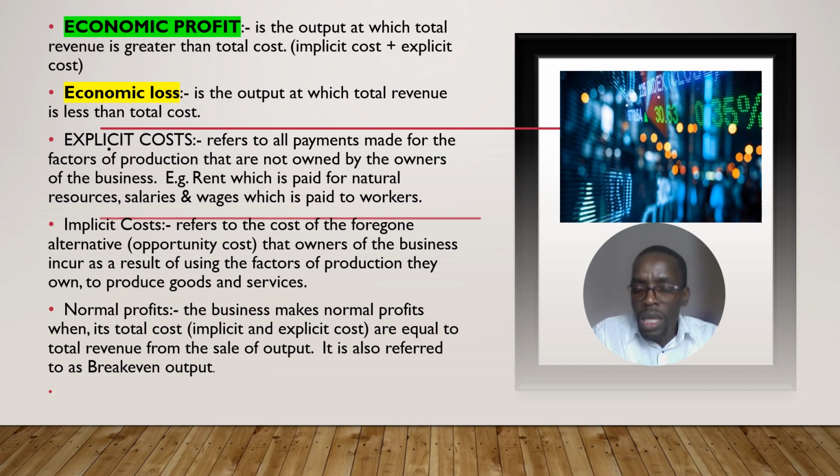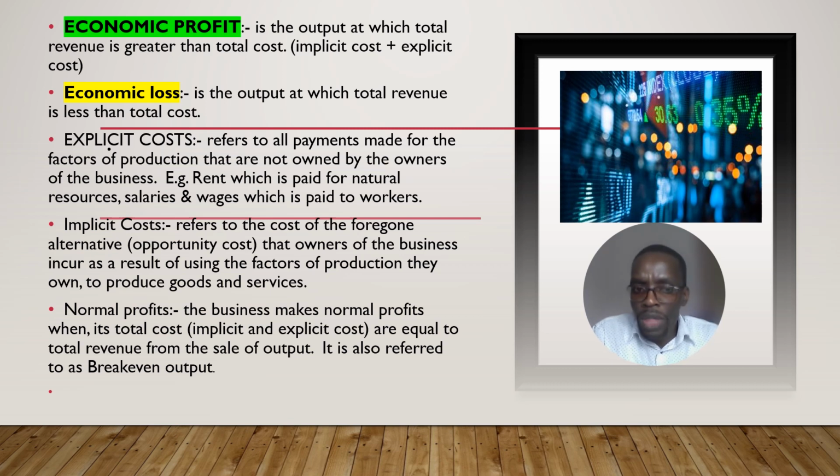To get us going, we are just going to start by looking at what we mean when we say economic profit. When you say economic profit, learners, you should understand that it is the output at which total revenue is greater than the total cost. In other words, when our total revenue is greater than our total cost, we are making economic profit. Normally the total cost has two components: implicit cost and explicit cost.